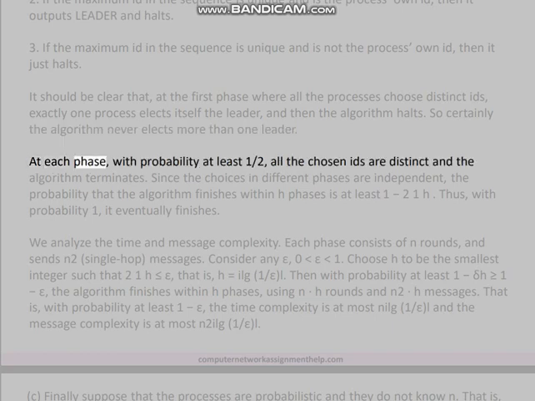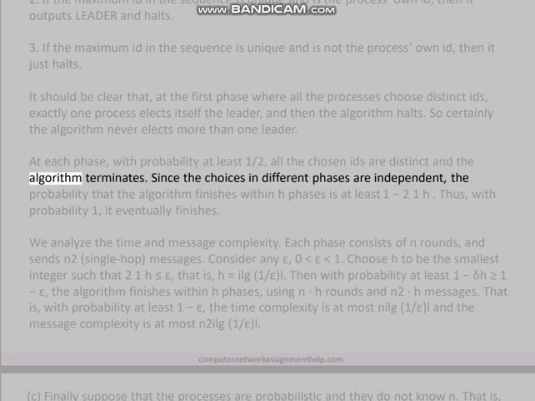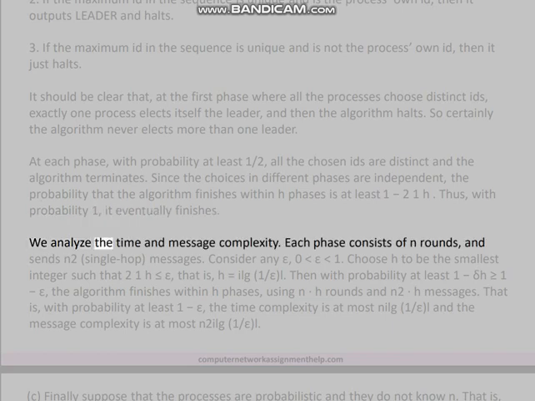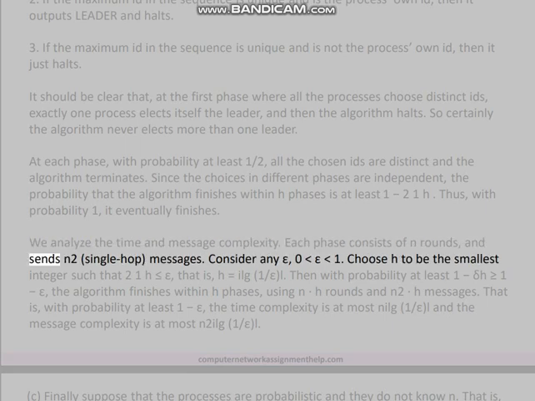At each phase, with probability at least 1/2, all the chosen IDs are distinct and the algorithm terminates. Since the choices in different phases are independent, the probability that the algorithm finishes within h phases is at least 1 minus 1/2^h. Thus, with probability 1, it eventually finishes. We analyze the time and message complexity. Each phase consists of n rounds, and sends n^2 single-hop messages.